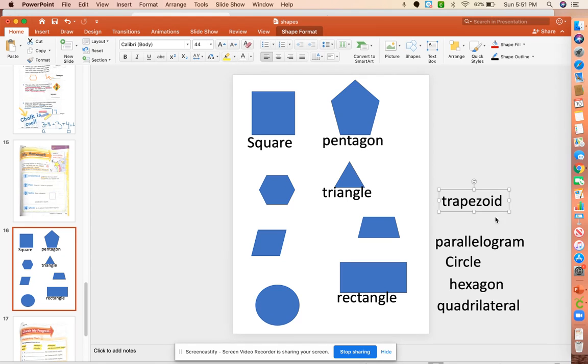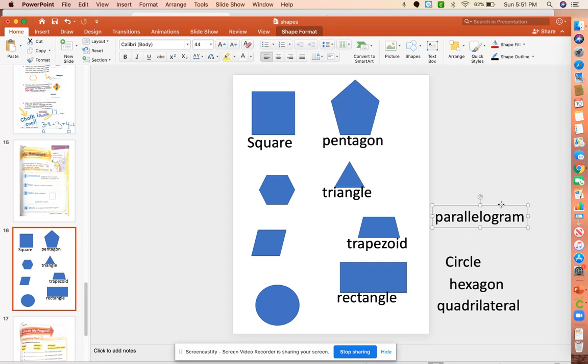Trapezoid has 4 sides, and it's one of those shapes that we don't really use a whole bunch, but this is a trapezoid. I hope you were pointing to that one. Our next word is the funny one to say, parallelogram. This one has 2 parallel lines in it. Actually, it has 4 parallel lines in it. But these 2 lines go on forever and never meet. So the parallelogram is this shape right here, has 4 sides and 4 angles.